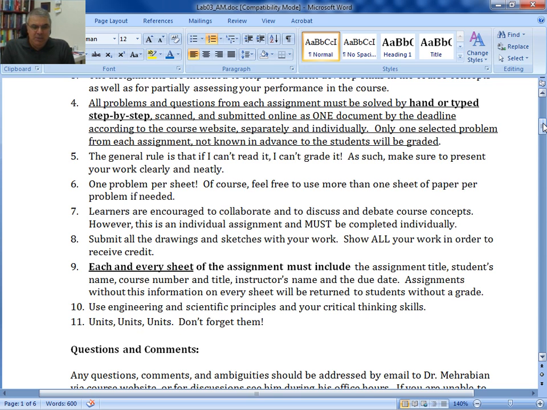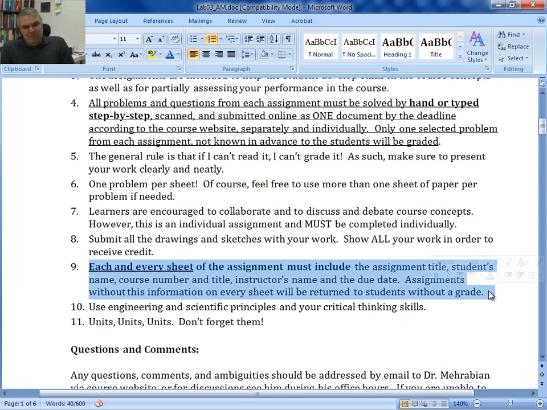Each and every sheet of the assignment, I'm on item 9 here, I want to discuss that one. You must include the assignment title, student name, course number and title, instructor name, due dates, and all that. Of course, it may sound unnecessary in the electronic era, and some of you may not feel that you need to do that, but I think that would help. And also remember that in the electronic era of word processing, it's really not that difficult to put that in.